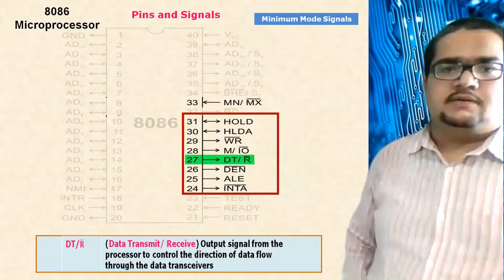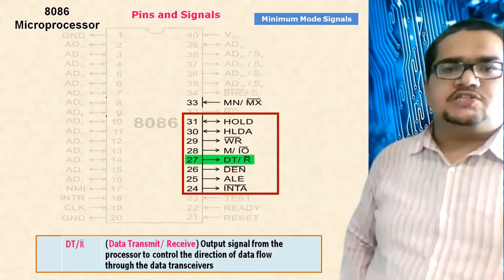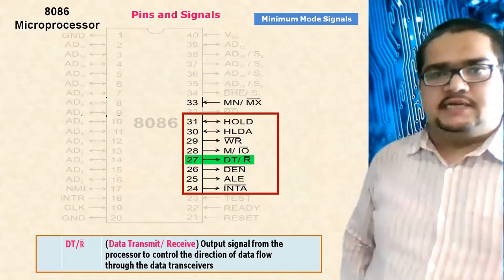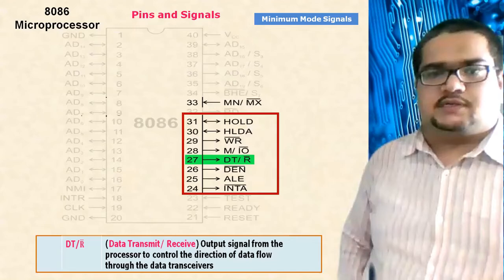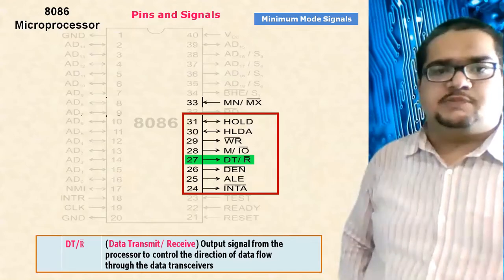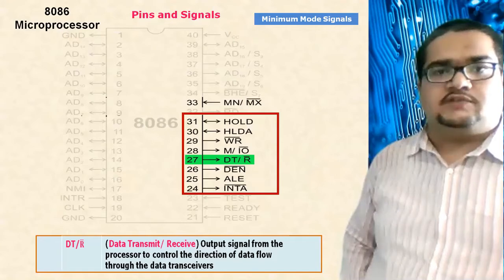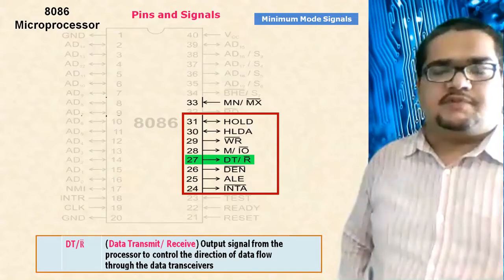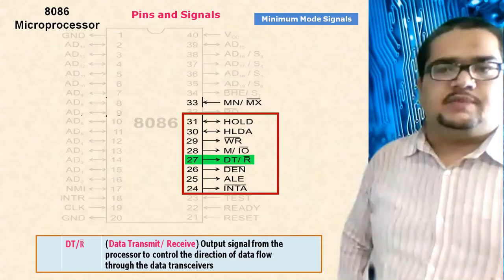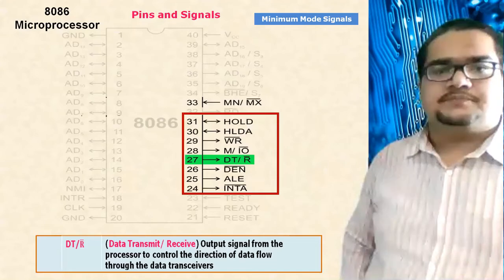After this pin number 28, we have seen pin number 27, that is DT/R bar. This is an indication whether the data will be coming into the processor or going out of the processor. And we have seen how this pin is being connected to the data buffers to make them understand the data direction, whether it will be coming from the processor side or from the opposite side, that is the peripheral side.